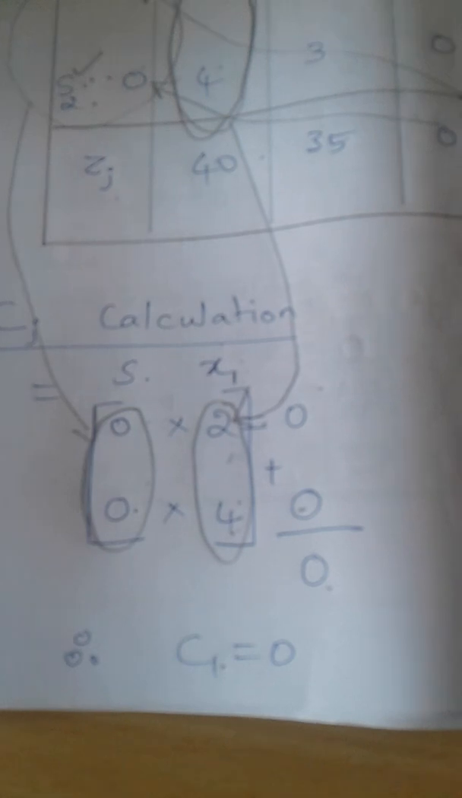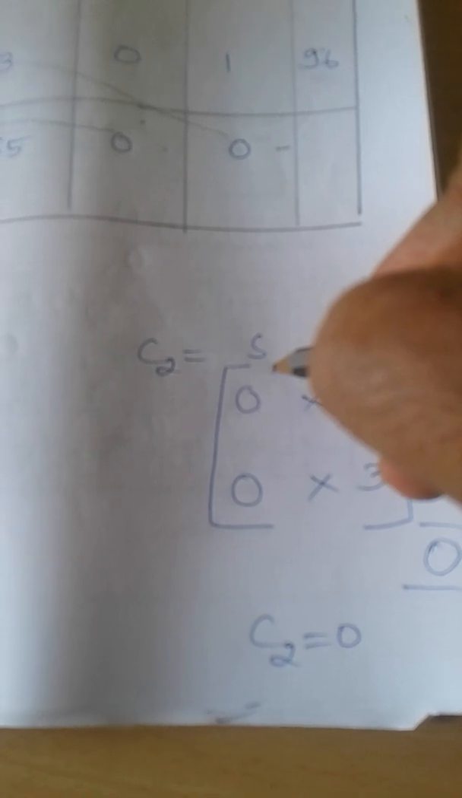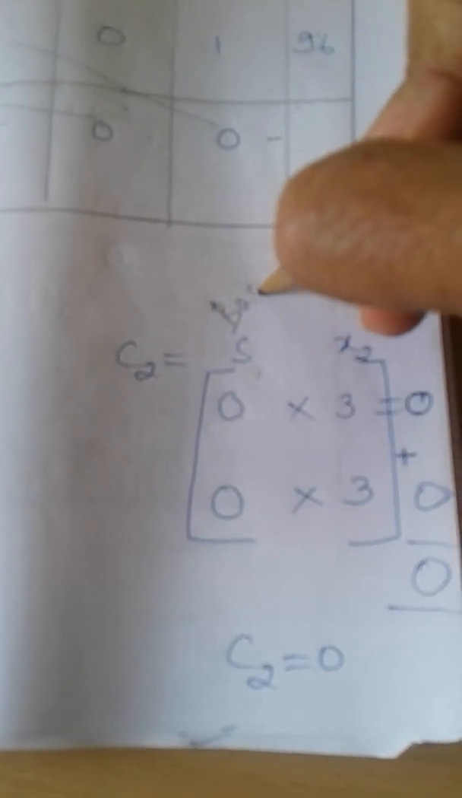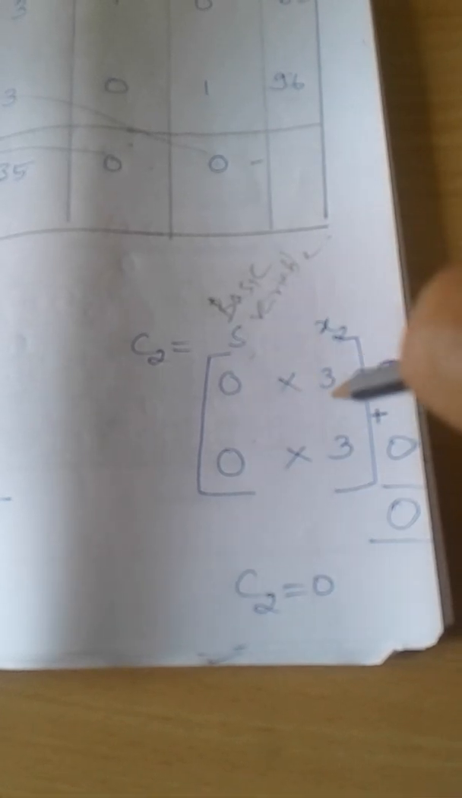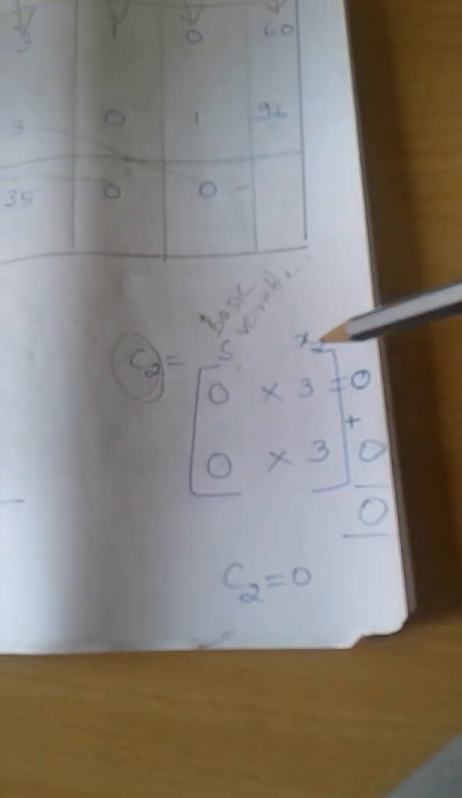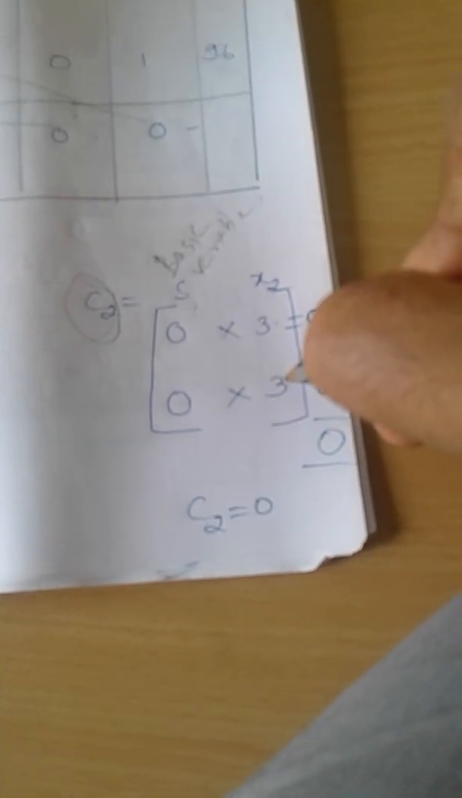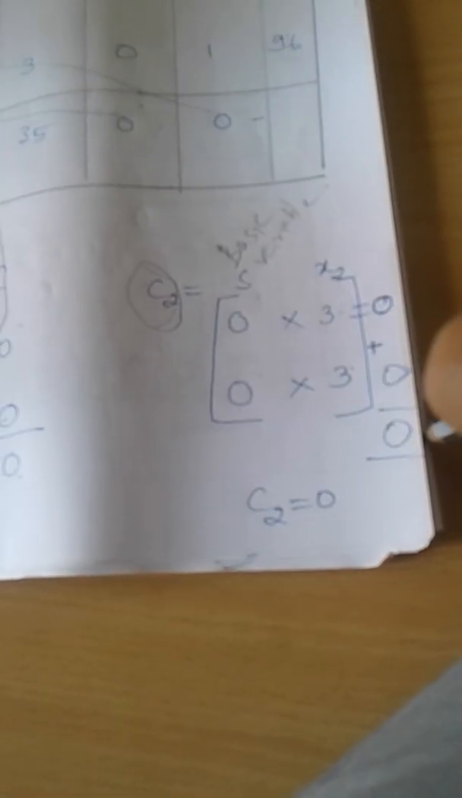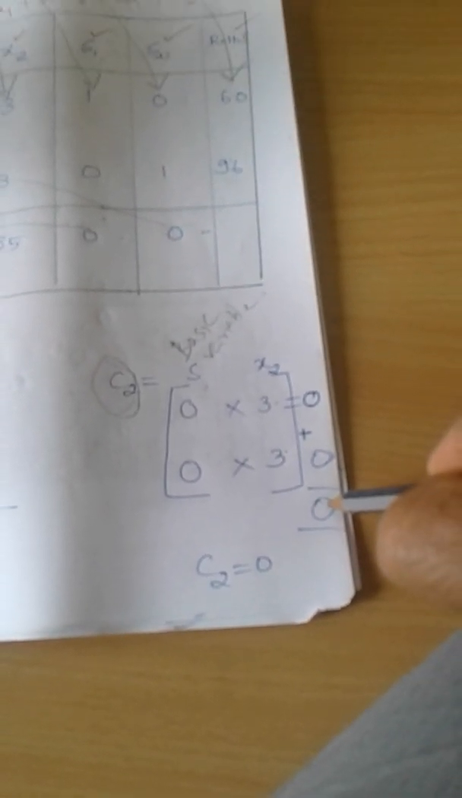Likewise, next we will go for the next calculation. The basic variable column will remain as it is, so this is 0 and 0. This is 3 and 3, because we are calculating C2. We will see what C1 and C2 are, but first we will see how to calculate these. 0 and 0 and 3 and 3, which is 0 plus 0, equal to 0. When we add these two values we get 0. So C2 is equal to 0.